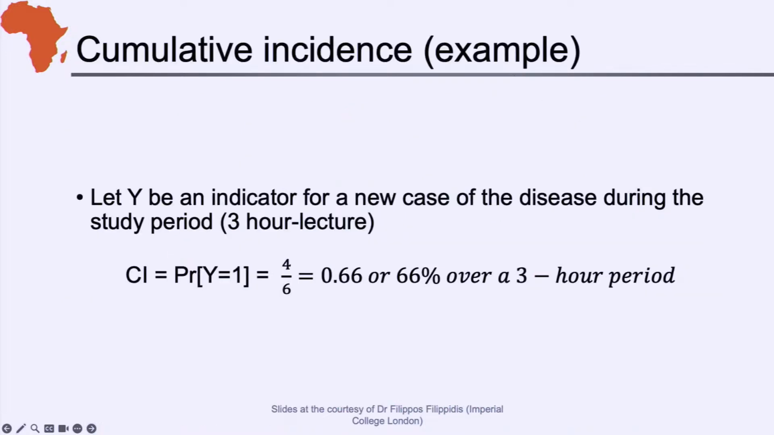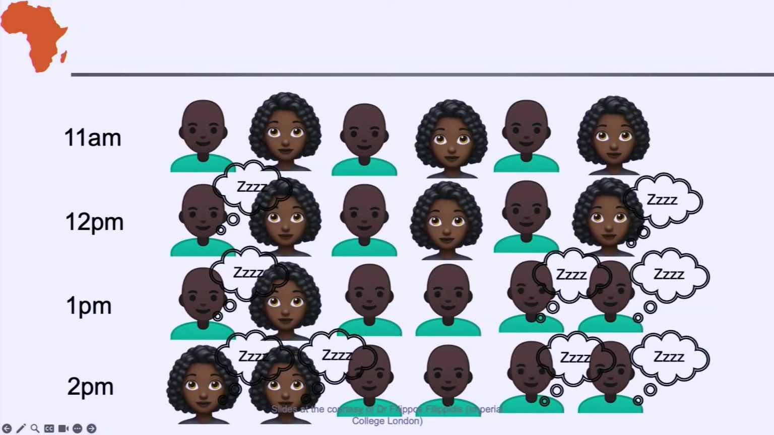Okay. And what is important about this? What did I not say now? We said 4/6 and over a 3-hour period. Important to note, yeah? If you say that over a 12-hour period, everyone is asleep after 12 hours. What is the cumulative incidence of this?